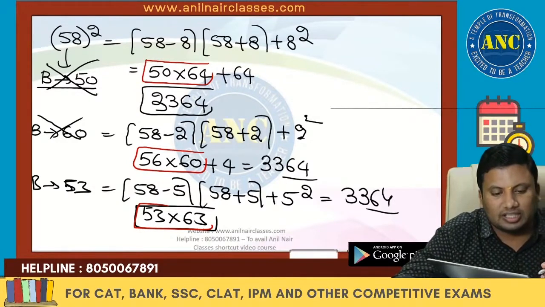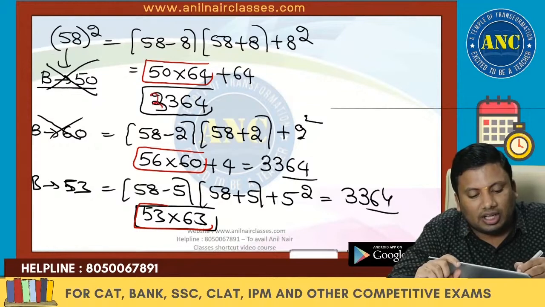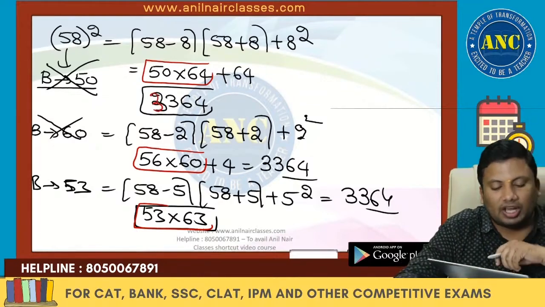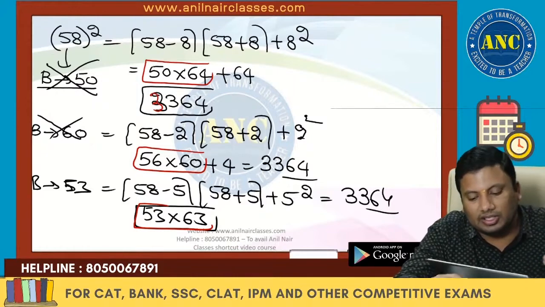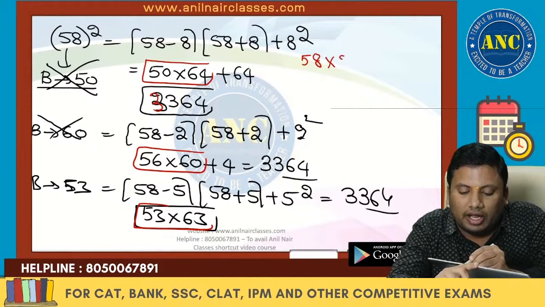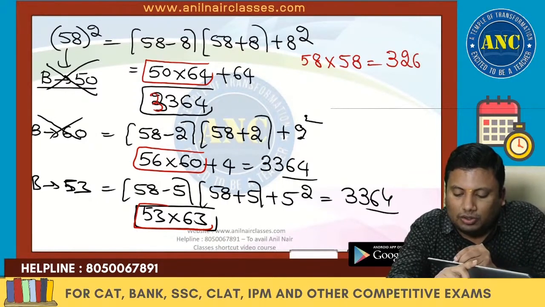I hope it is clear. Right, Praveen, please check your calculation. Answer is 3364. It cannot be 3264, which I am going to explain in the next few minutes. You said it is 3264.